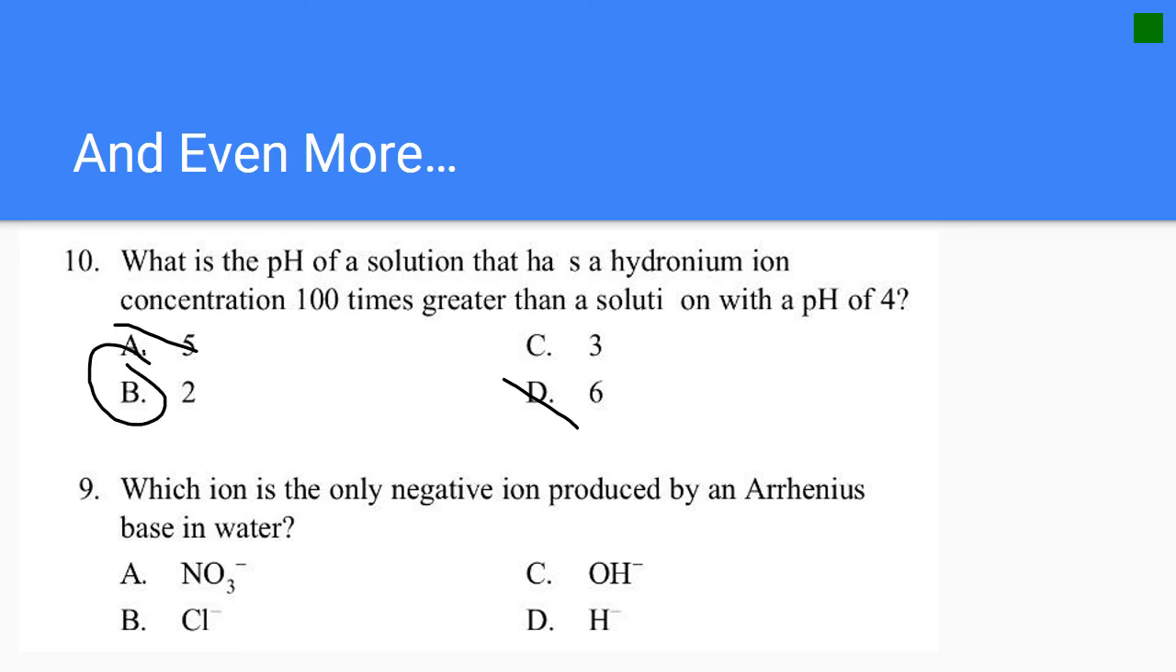And then we have number 9 here, which asks which ion is the only negative ion produced by an Arrhenius base in water. And as we all know, the answer to that should be C, given our definitions. So, yeah.